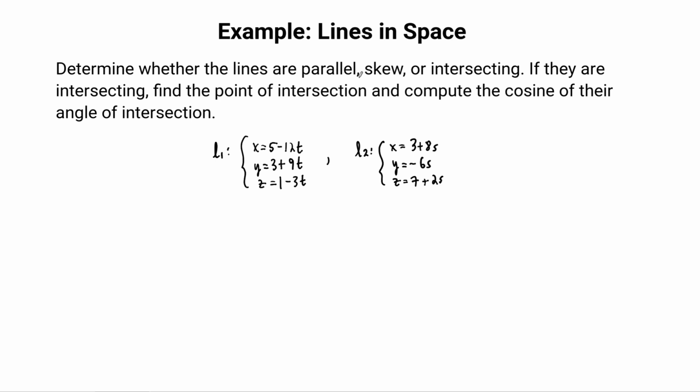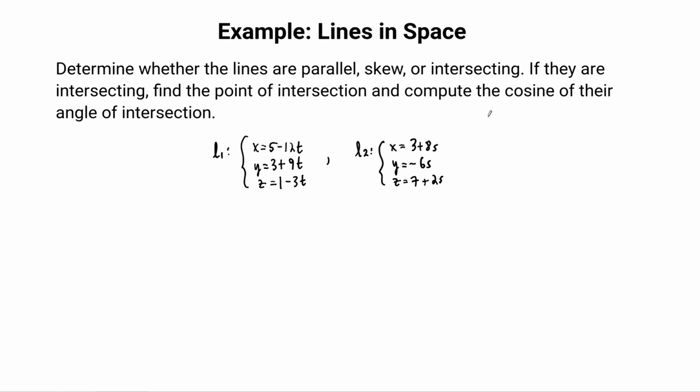In this example, we'd like to determine whether the lines are parallel, skew, or intersecting. And if they are intersecting, we want to find the point of their intersection and the angle of their intersection, or at least the cosine of their angle of intersection. So first we need to talk about what these words mean.